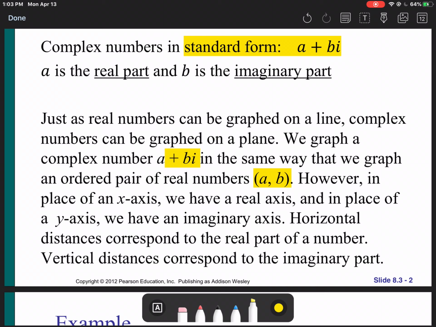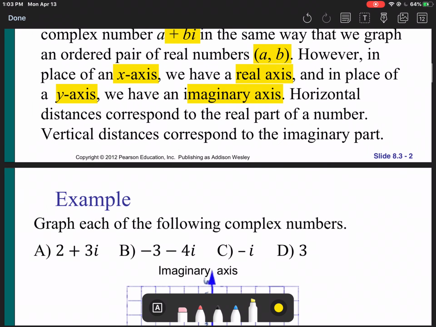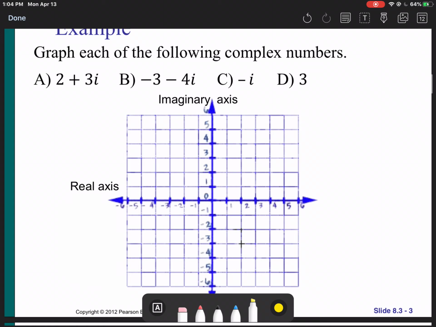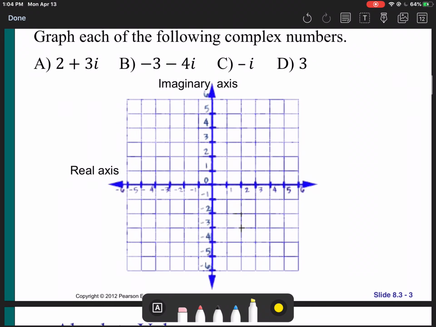Then instead of an x-axis, we're going to call that the real axis, and that corresponds to the real part of our number. And instead of the y-axis, we'll call it the imaginary axis. So it's still the same rectangular plane with the two perpendicular axes, but instead of calling it the x-axis, we call it the real axis, and instead of calling it the y-axis, we call it the imaginary axis. And so you can then plot these points, these complex numbers, in the same manner that you would plot an ordered pair. So 2 plus 3i, I could plot as the ordered pair 2, 3.